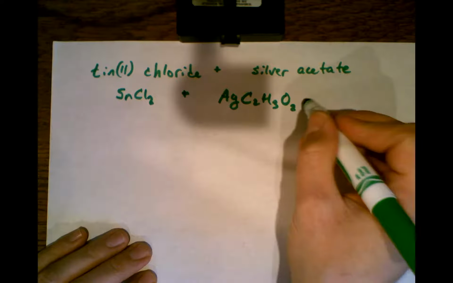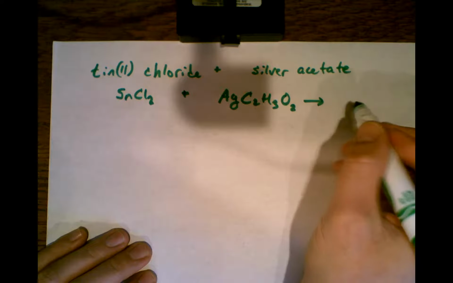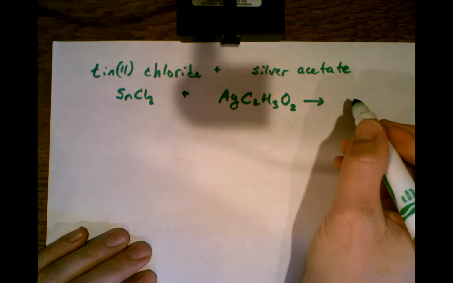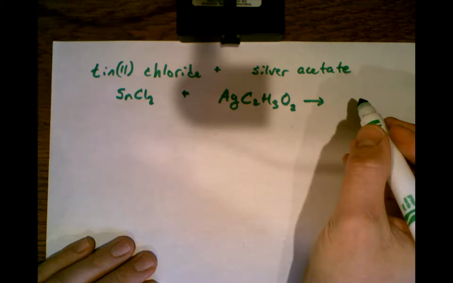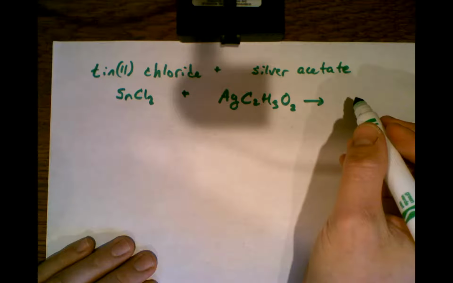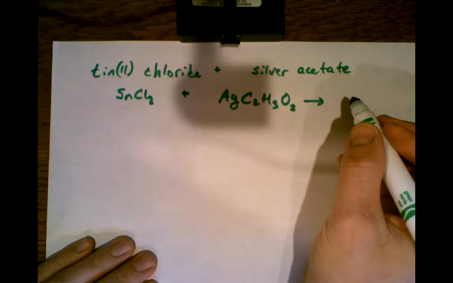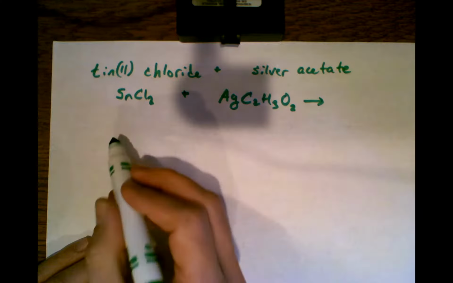Okay, so these are the things that I'm reacting together. I'm going to end up with a precipitate, something that does not dissolve. Before you do anything else with what the products are here, what I like to do is think about what these different ions are.